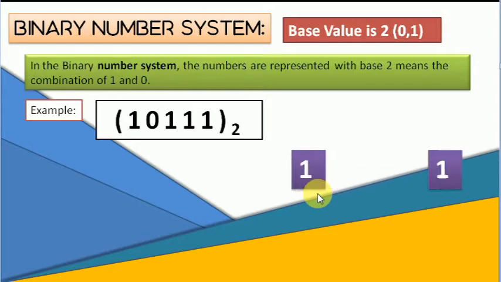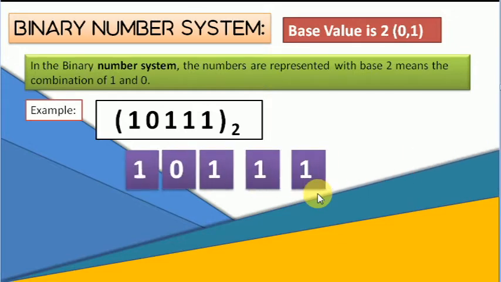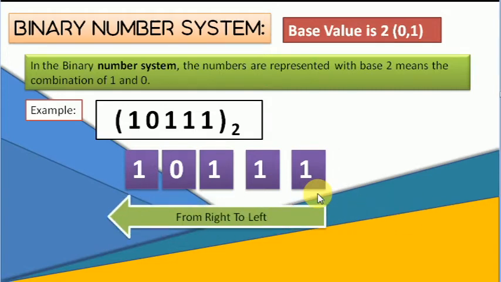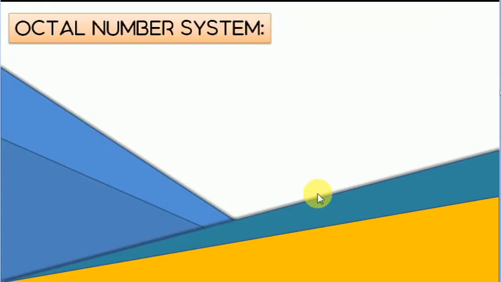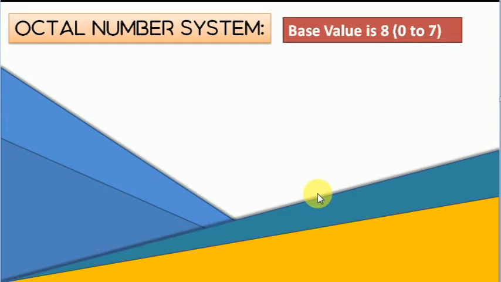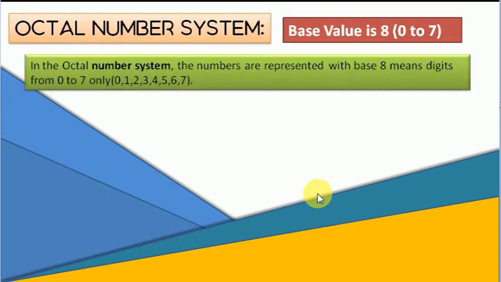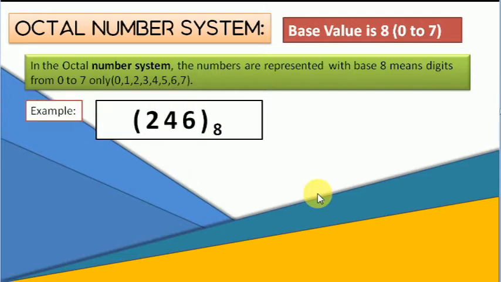So this is the way all the numbers start from right to left separately: 1, 1, 1, 0, then 1. But you read it like this, 10111, and when you solve it, you start from right to left. Next we move to the octal number. What is the octal number? The base value of octal is 8. It means the numbers are going to start from 0 to 7: 0 1 2 3 4 5 6 7. Why? Because the base value of an octal number is 8. The number is like this, 246, and the base value is given, that is 8.